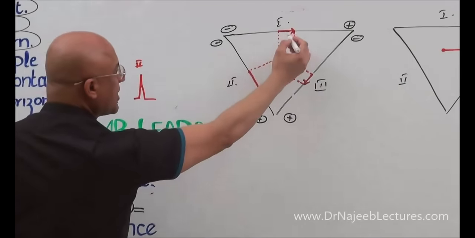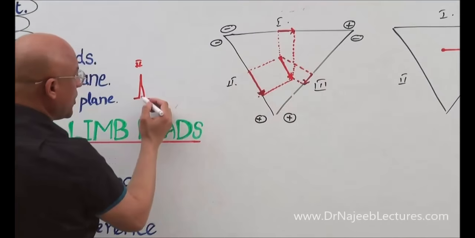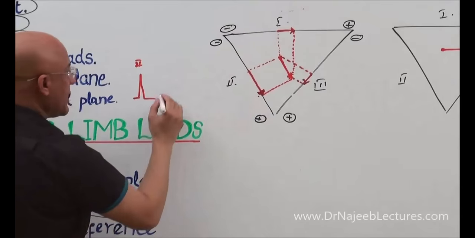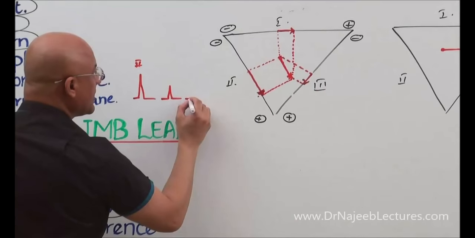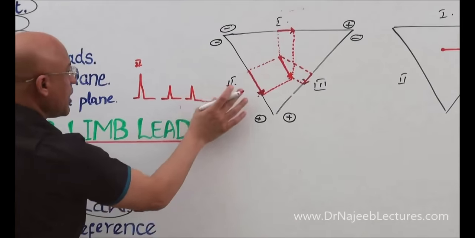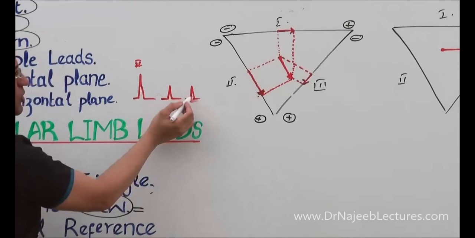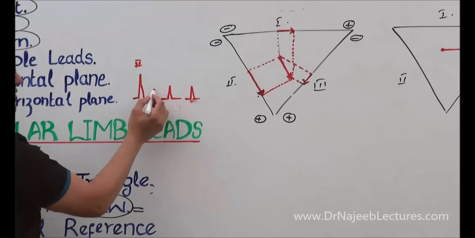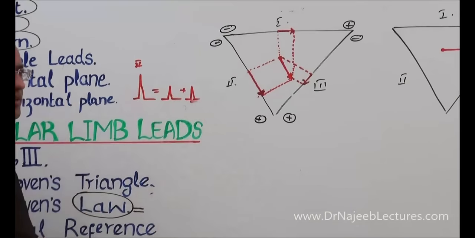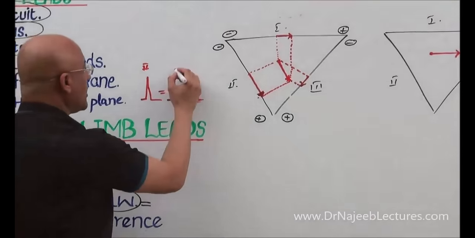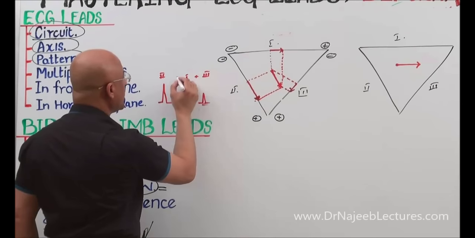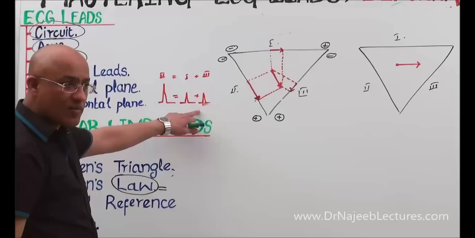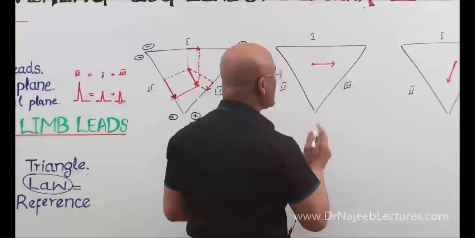Do you think lead 1 will be equal to 2 or less than 2? Less than 2. And lead 3 will be less than 2, but they will be with such potential that when you add these 2, they should become equal to this. Is that right? Lead 1 plus lead 3 is equal to lead 2. Clear? Now we change it. See what happens.